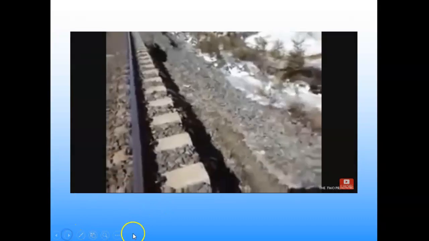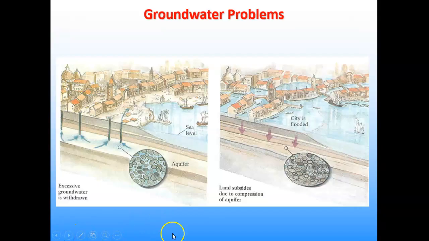All right, let's go here. A few other issues that we might run into is what's called subsidence. This is a very general term that describes the lowering of the surface of the earth due to compaction. That can happen for a variety of reasons, but one of the main reasons is excessive groundwater withdrawal.